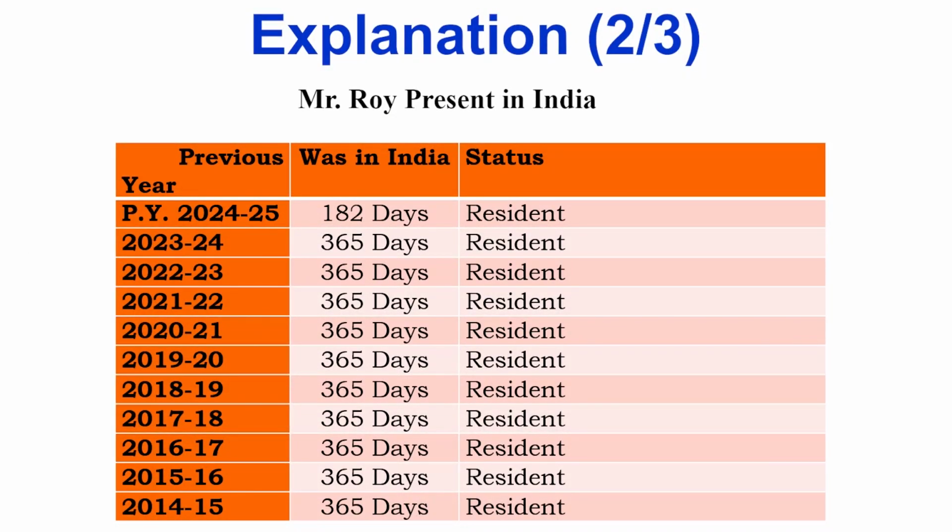The table shows Mr. Roy's presence in India. In the previous year 2024-25, he was in India for 182 days, so he is resident in the previous year 2024-25. In the same way, in 2023-24 he was in India for 365 days, so in that previous year also he is resident.